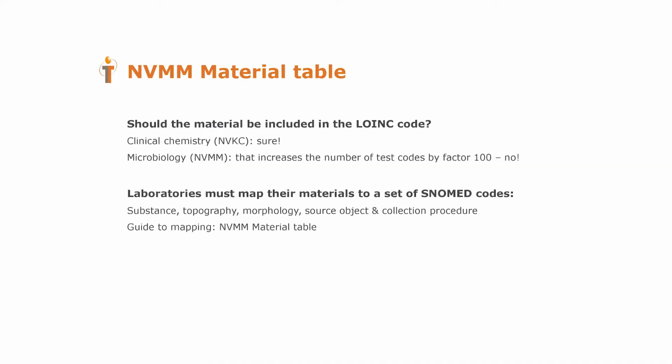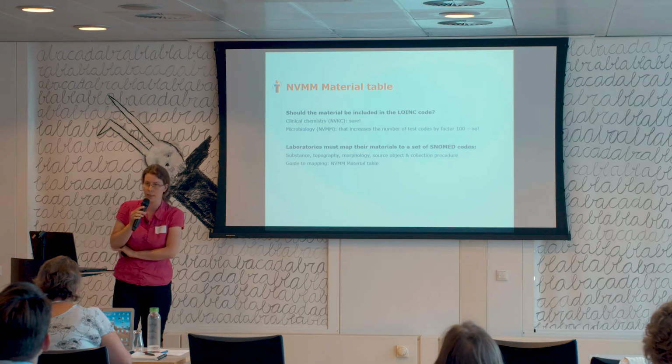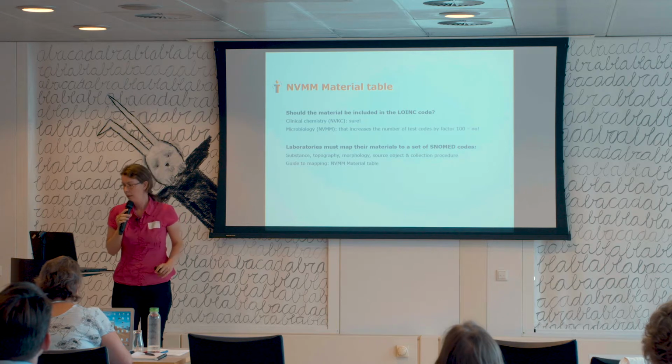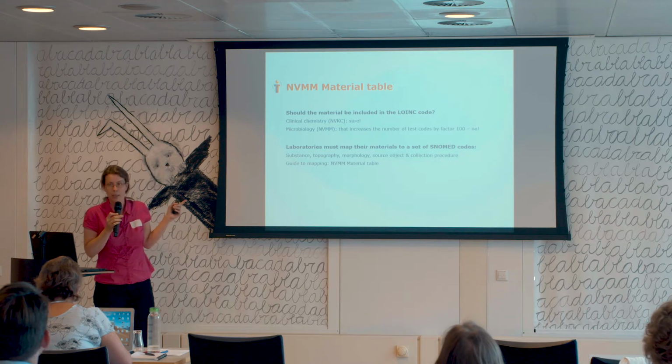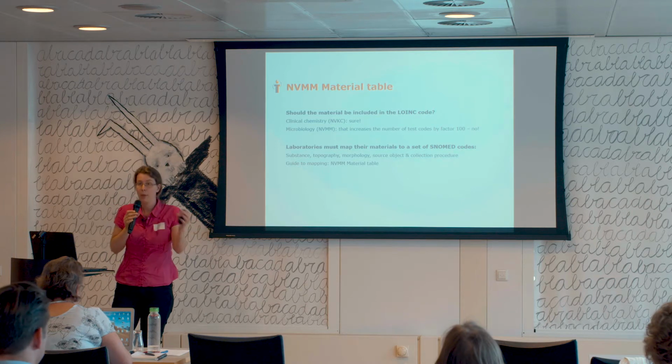Then the third item, Robert mentioned it briefly as well, there's a material table. So one of the biggest problems in interoperability is that generally different user groups do not need information at the same level of granularity. They don't need the same level of detail. Here's very much a case in point. We have two user groups here, the clinical chemistry and the medical microbiology.